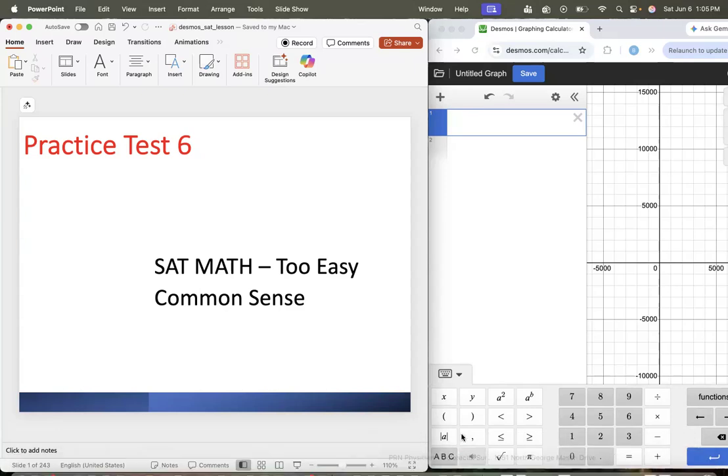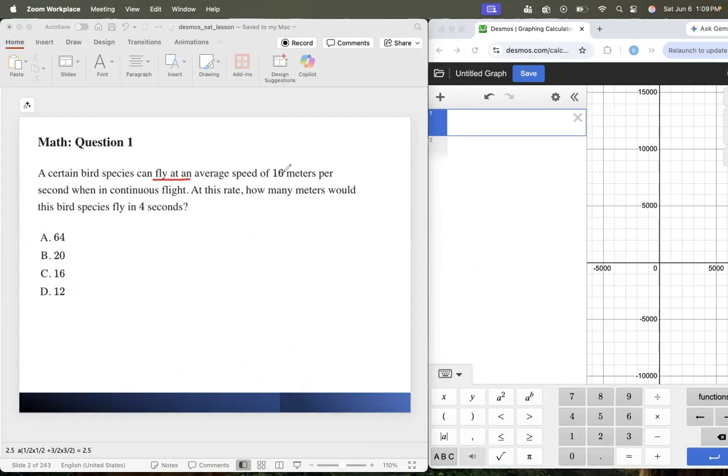A certain bird species can fly at an average speed of 60 meters per second when in continuous flight. At this rate, how many meters would the bird fly in 4 seconds? If you use ratio, you can find it, but I want to show you how you can create a table with it and then think about the actual conceptual question associated with it.